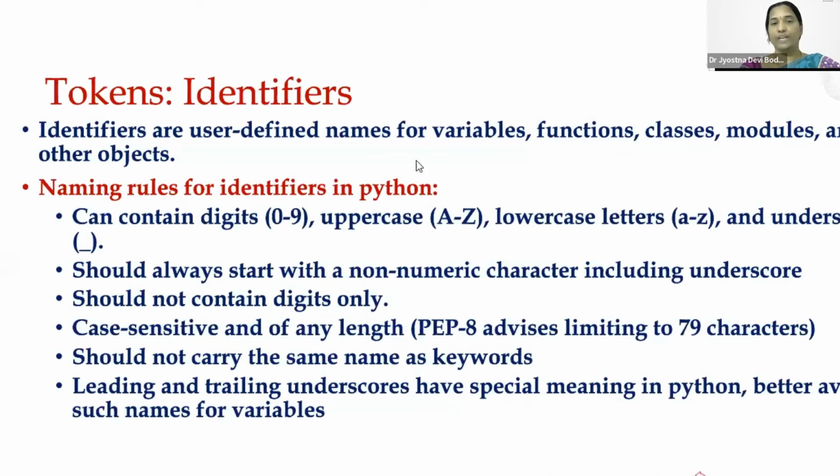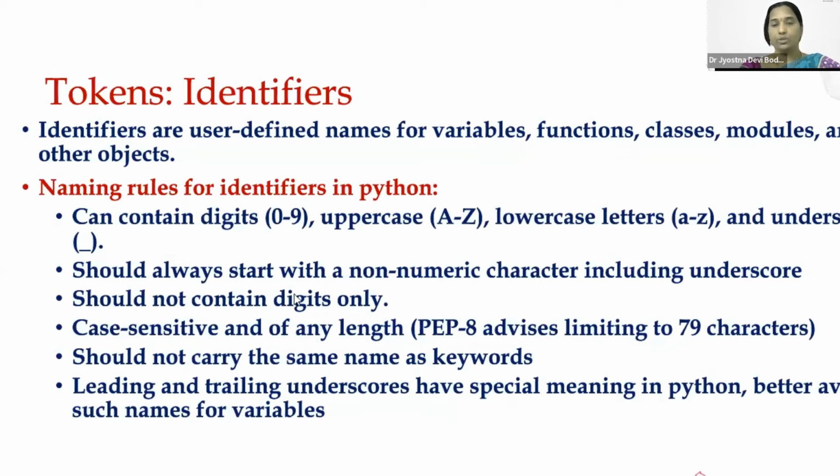Such names that are designed by the programmer are referred to as identifiers in any programming language. While creating these names, we need to follow some rules. They can contain any digit, uppercase or lowercase letter, including the underscore. Similar to variables, the same rules apply here. But they should always start with a non-numeric character. Maybe it can start with the underscore also, but it should never start with a digit.